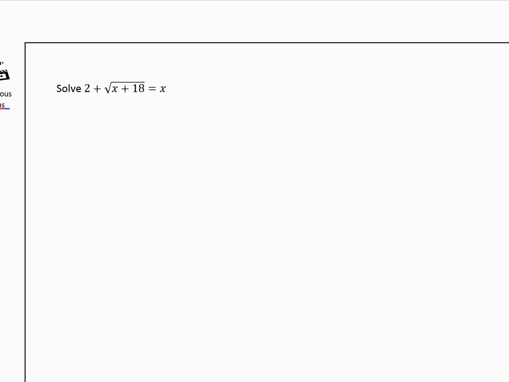Okay, so we want to solve 2 plus the square root of x plus 18 equals x. Now when we're solving these root equations, the first thing we want to do is have the square root on a side by itself. So we're going to subtract 2 from both sides. So we'll have the square root of x plus 18 equals x minus 2.